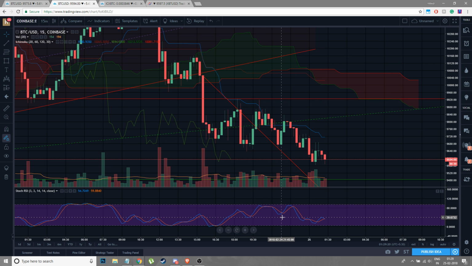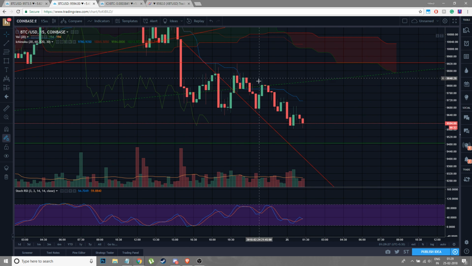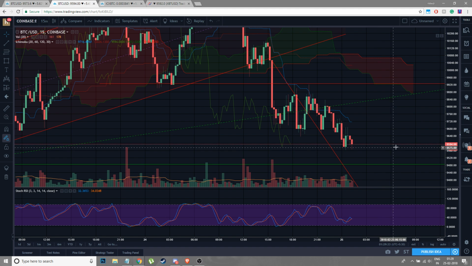Bearish divergence, no divergence, lower low. That was a short play here. Unfortunately, it was several hours ago, so I missed it entirely.